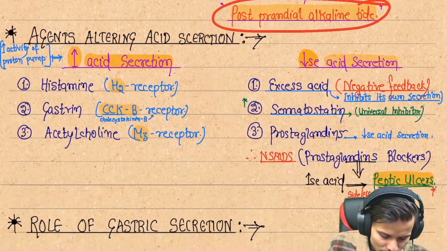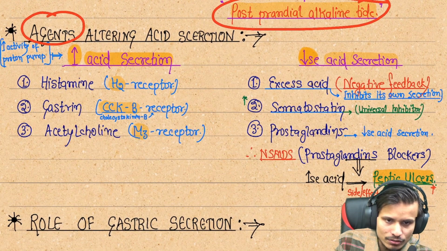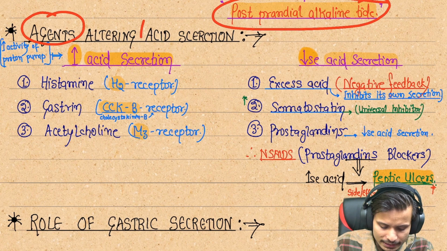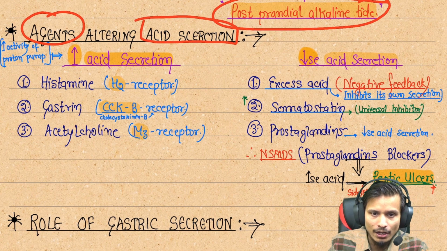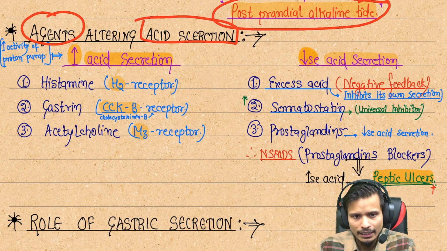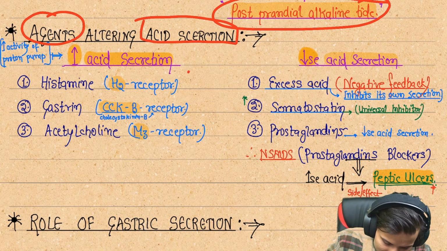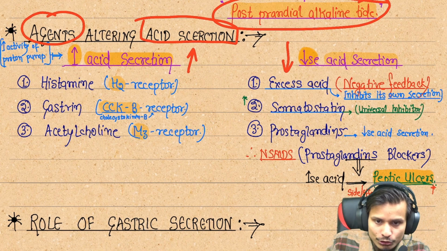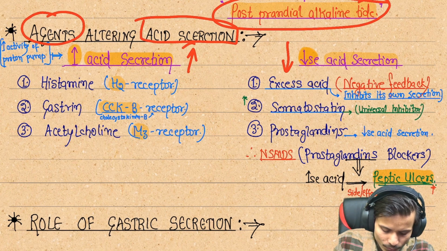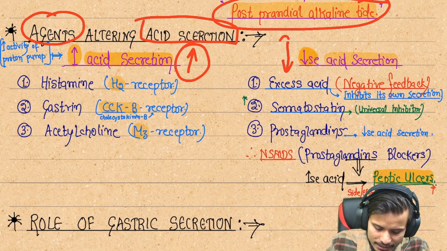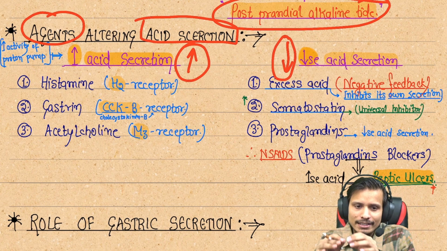What are the main agents or etiological factors which alter our acid secretion? It means either increasing or decreasing. Altering means changing. Either the acid secretion is increased or the acid secretion decreases. So here we can see the main components participating in increasing the acid secretion, and the main components which decrease the acid secretion.